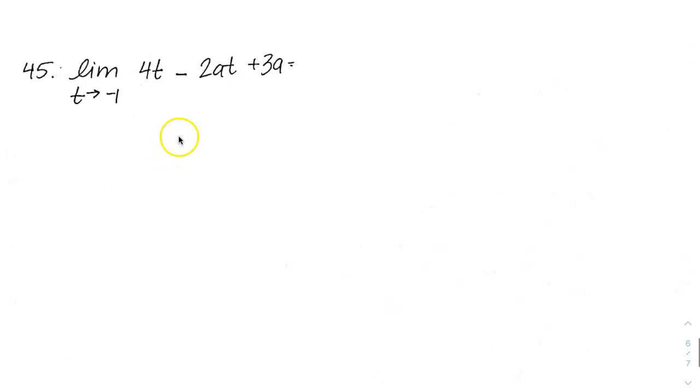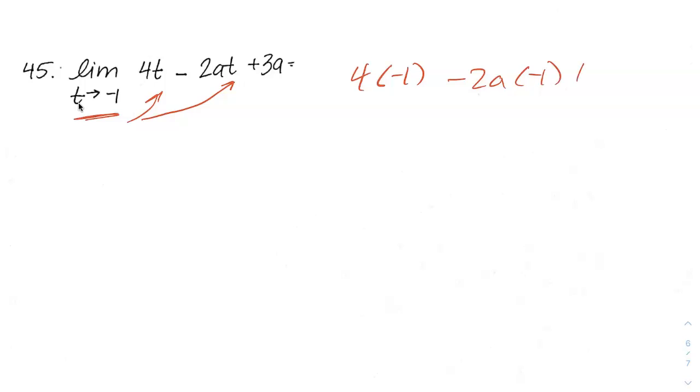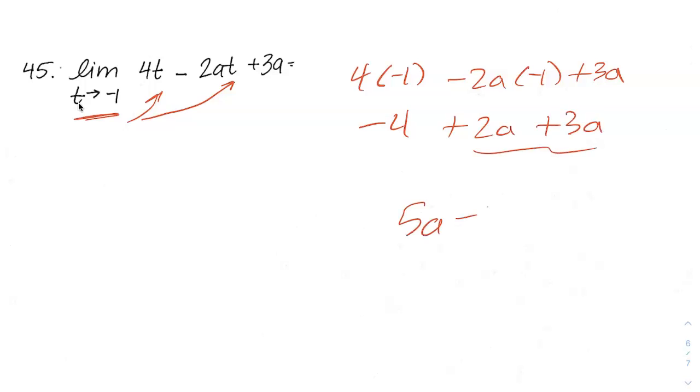Last problem, same thing. Now this time the variable is t. So we're going to sub this in for all the t's we see. So 4 times negative 1 minus 2a times negative 1 plus 3a. I get negative 4 plus 2a plus 3a. So I get 5a minus 4. There we go. That's a worksheet.